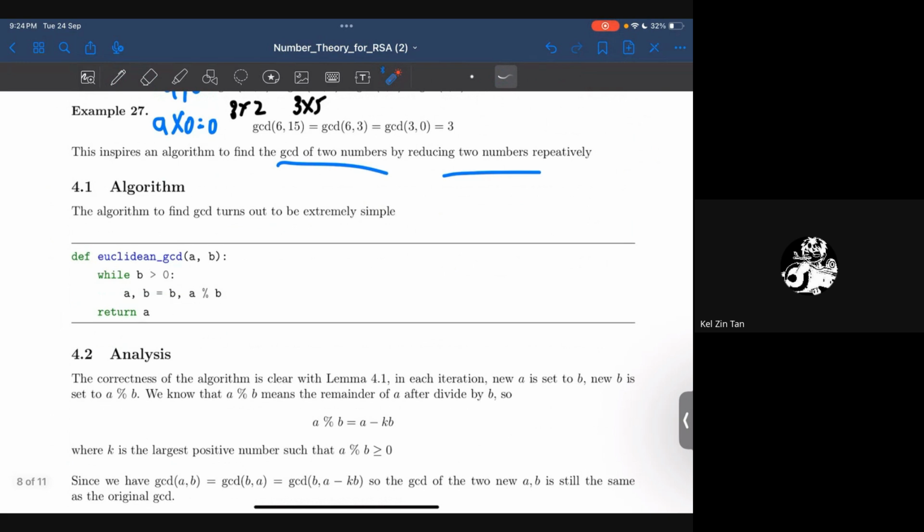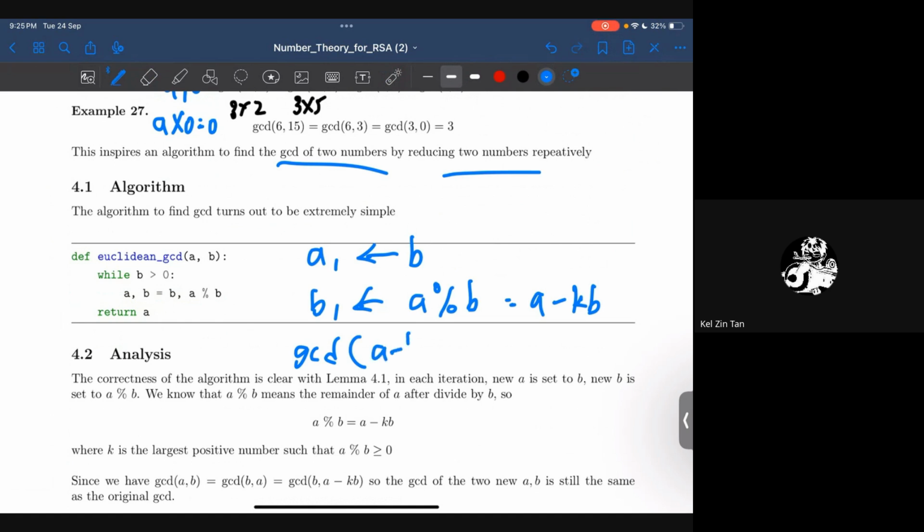So basically what we are doing here is, in each step, the new A will become B, and then the new B will become A modulo B. A modulo B is essentially equal to A minus KB. And then we know that GCD of A minus KB and B is still equal to GCD of A and B.